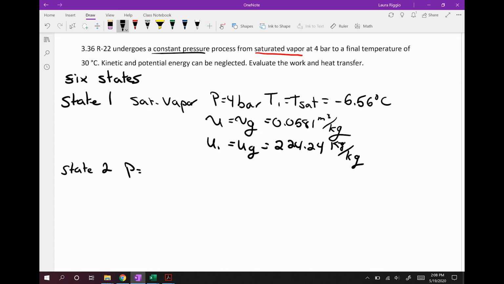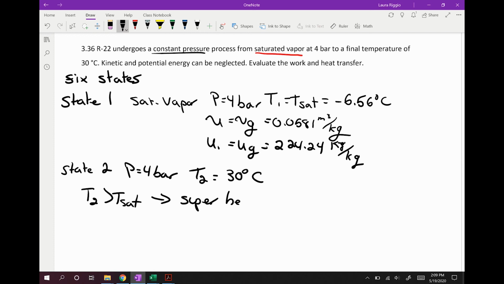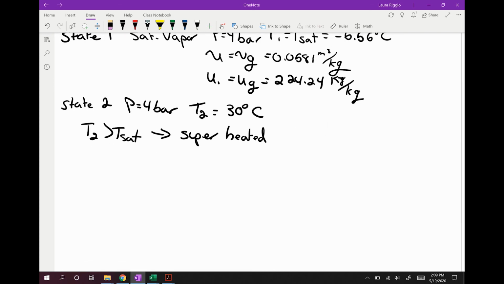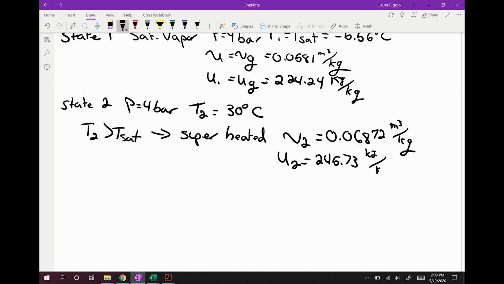What do we know about state 2? Well, it's constant pressure, so P is equal to 4 bar. T2 is equal to 30 degrees Celsius. T2 is greater than Tsat, which means we are superheated, so I'm going to go to the superheated table for R22. I want to look up my pressure and my temperature. I find V2 is equal to 0.06872 meters cubed per kilogram, and U2 is equal to 245.73 kilojoules per kilogram.